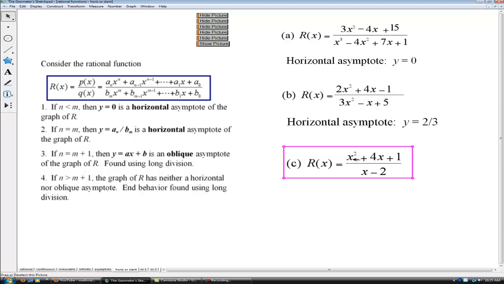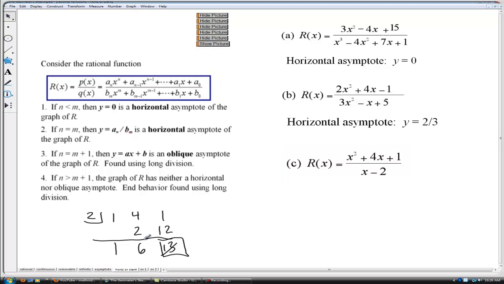In this case, our numerator degree is greater than the denominator degree. So that tells us there is no horizontal. To check for a slant asymptote, we determine the difference between the degrees. If it's exactly 1, then we will have a slant asymptote. The only thing we're interested in is our quotient. We get y equals x plus 6. This is the equation of our slant asymptote.